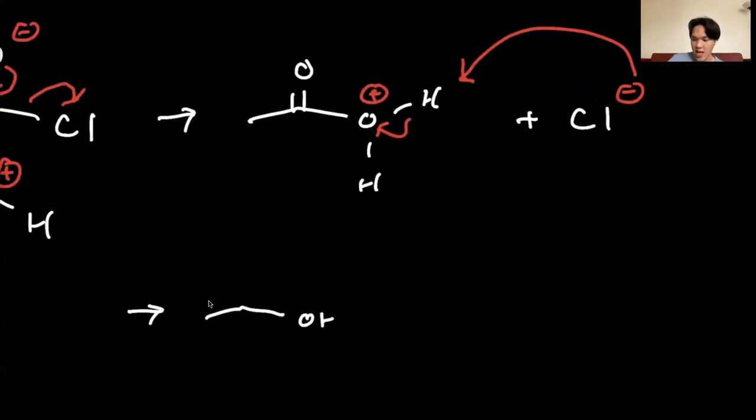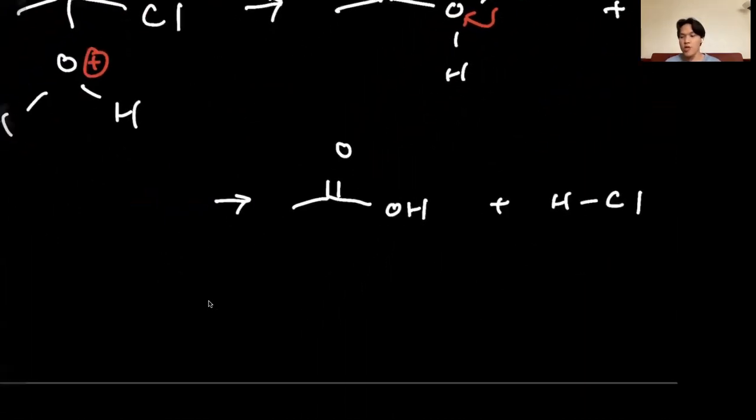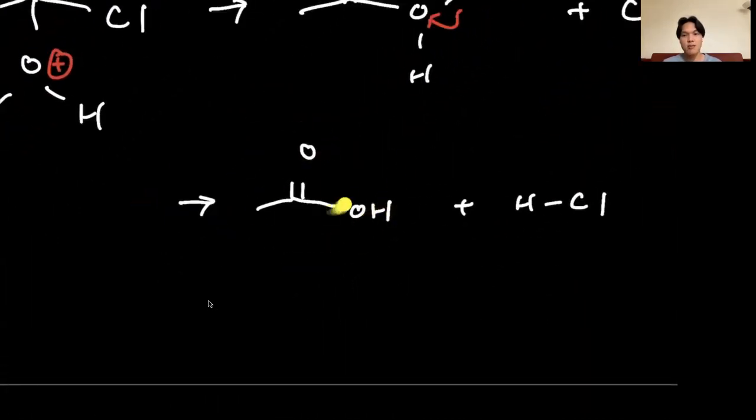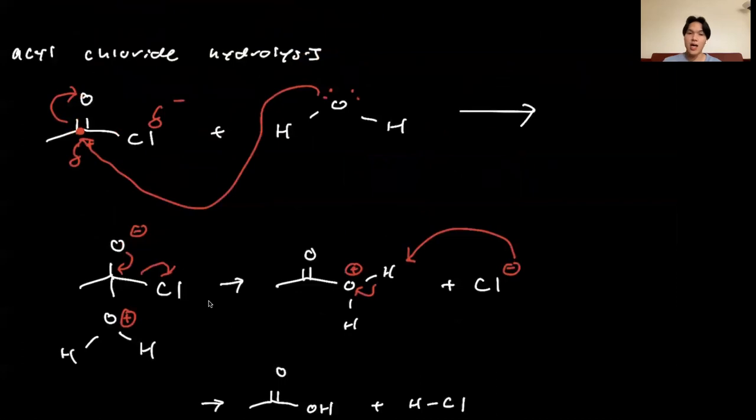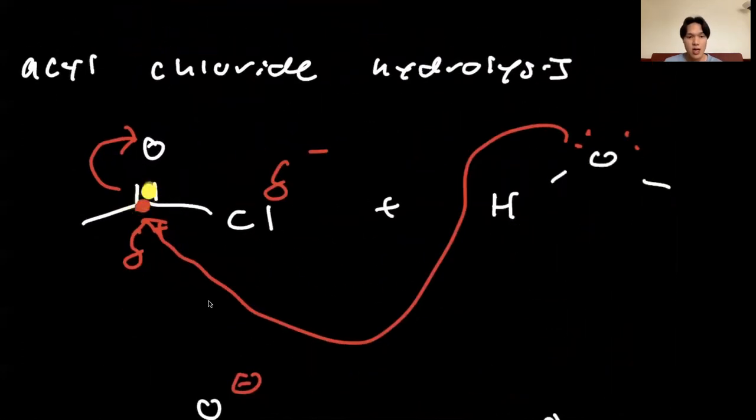But for the sake of correctness, it's a lot better to put it as the chlorine taking it. We just form a carboxylic acid, right? And we also get HCl in the process of doing that. Again, this comes from the fact that this carbon here is really, really reactive because it's being pulled by not only the chlorine, but also by the oxygen, right?